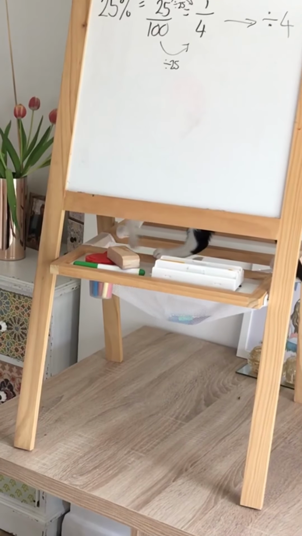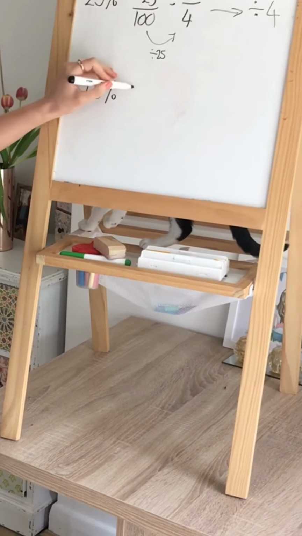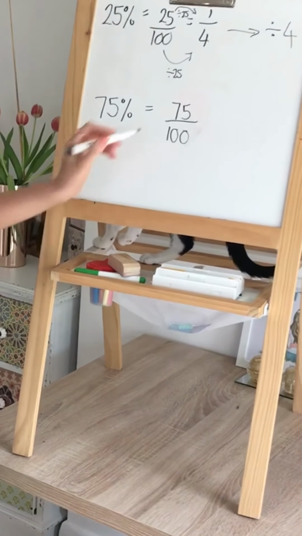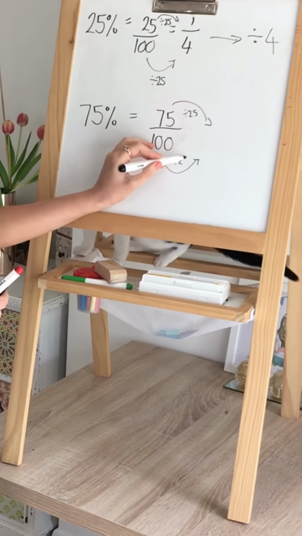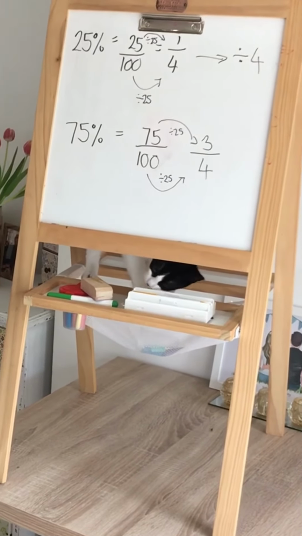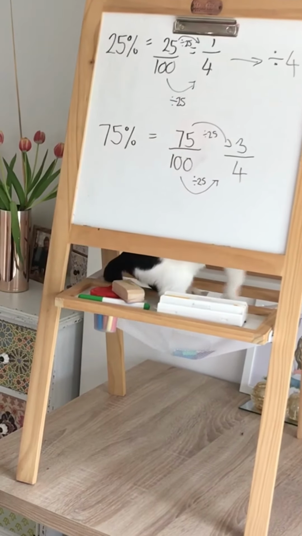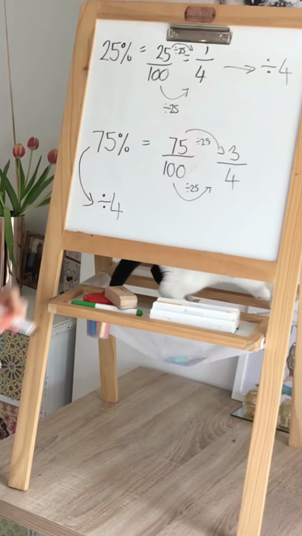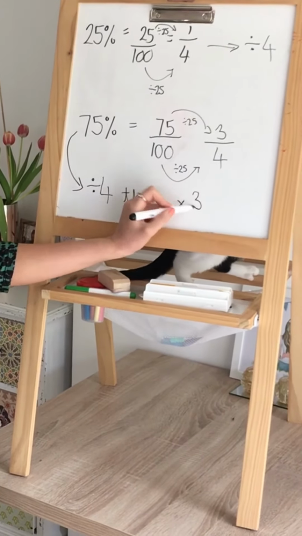I'll show you one more and then we'll do a question together. 75%. So, as a fraction, it's 75 hundredths. If we simplify it, we get 3 quarters. Now you know how to find 3 quarters of an amount. You divide by the denominator, multiply by the numerator. So for 75%, you would divide by 4. Then, whatever answer you get for that, you would multiply it by 3.